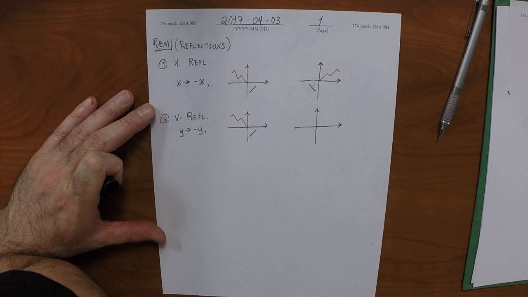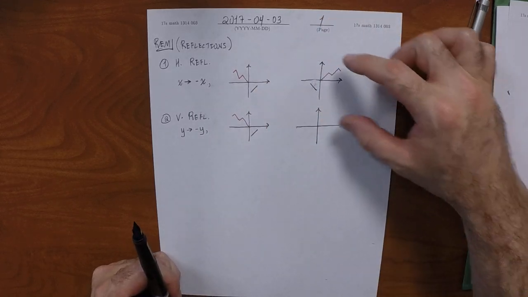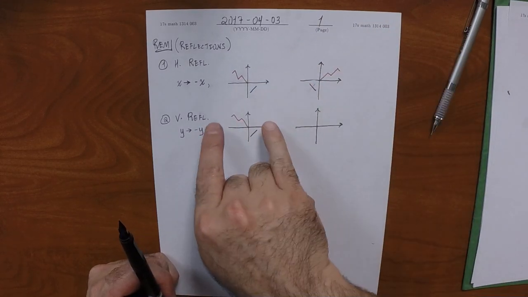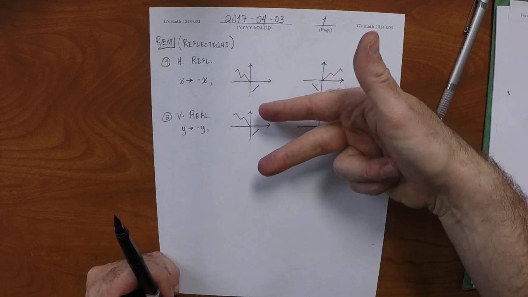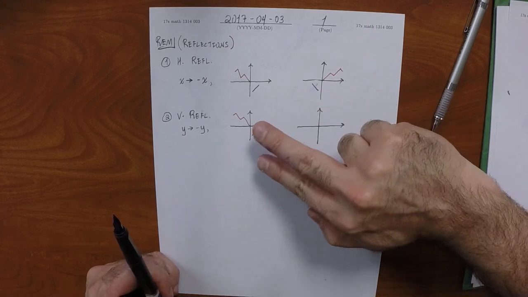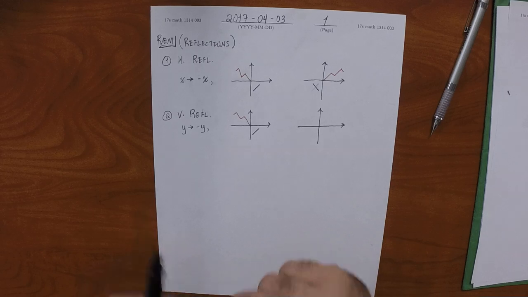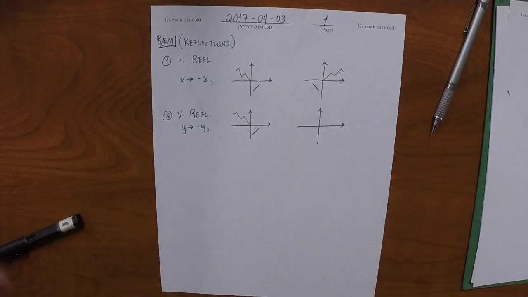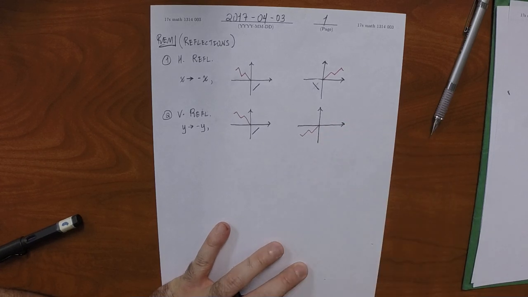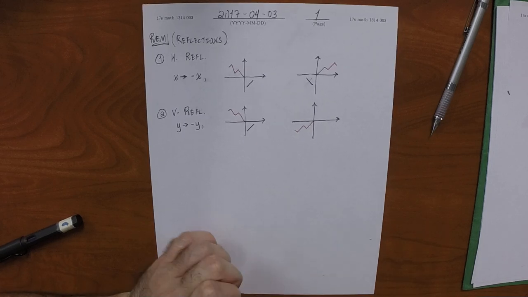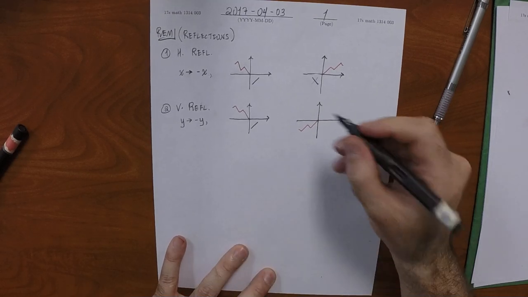Now again, it's a reflection, except the mirror is different now. Instead of the y-axis being the mirror, like it was for this one, the x-axis, the horizontal axis, will be the mirror. It'll be like taking this and flipping it this way. Which is to say, if you were the red and you were looking down at a mirror, what would you see? Well, something like this. And if you were the blue and you were looking up at a mirror, you would see something like this.